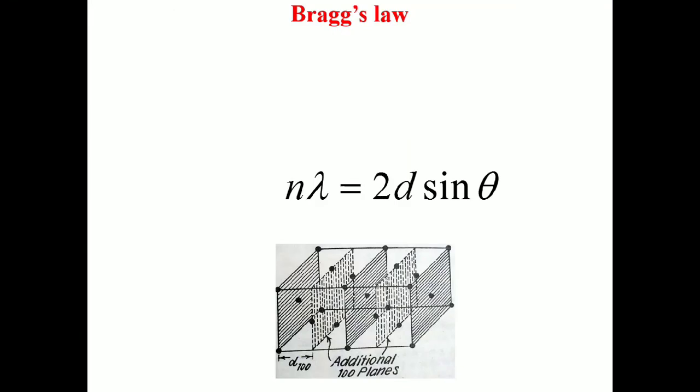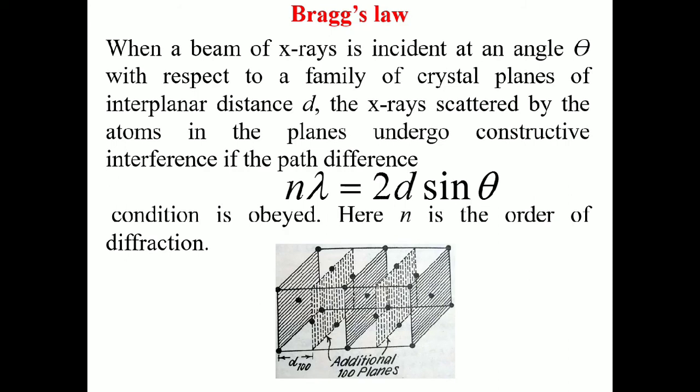Bragg's law states that when a beam of X-rays is incident at an angle, let us say theta, with respect to a family of crystal planes of interplanar distance d, the X-rays scattered by the atoms in the planes undergo constructive interference if the path difference is n lambda equal to 2d sin theta. Here n is the order of diffraction.